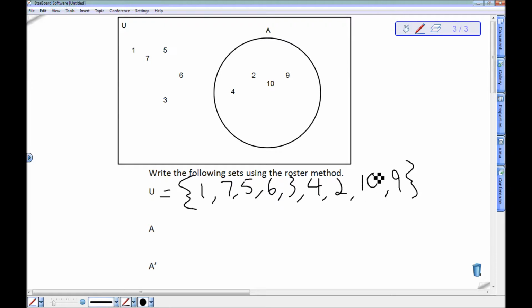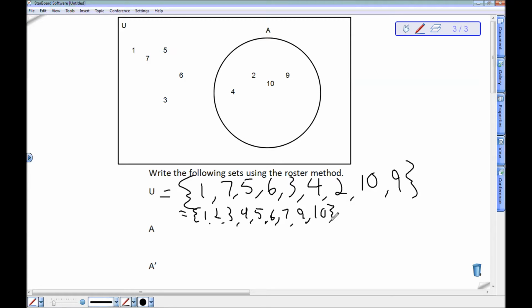Now remember, a set doesn't care what order its elements are in, so this is a fine way to write this. Sometimes your homework will ask you, hey, put them in order. We can do that if we really want. I don't know that I do, but I will. 1, 2, 3, 4, 5, 6, 7, 9, 10. Okay, so my universal set is all the natural numbers less than or equal to 10 except 8, I guess.